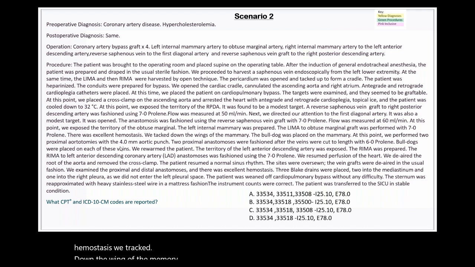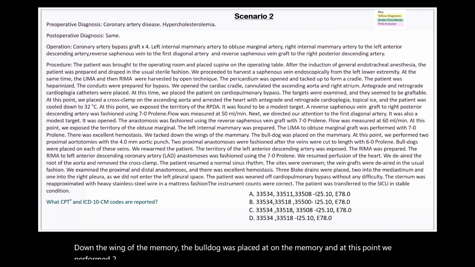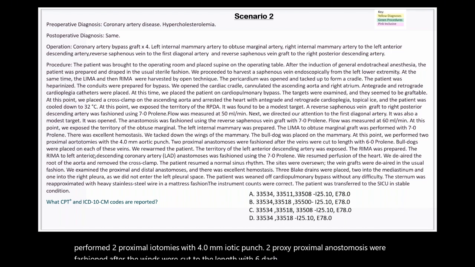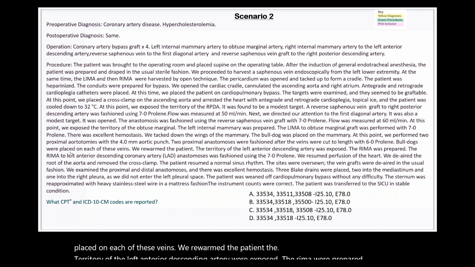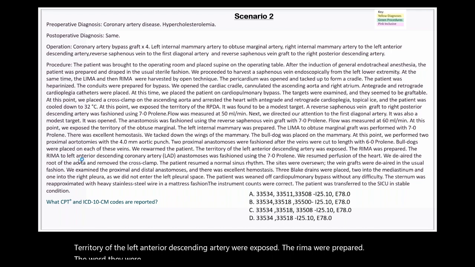The bulldog was placed on the mammary, and at this point we performed 2 proximal aortotomies with a 4.0 mm aortic punch. 2 proximal anastomoses were fashioned. After the veins were cut to length with 6-0 Prolene, the bulldogs were placed on each of these veins. We revamped the patient. The territory of the left anterior descending artery was exposed. The RIMA was prepared and placed on the left anterior descending coronary artery. Anastomosis was fashioned using 7-0 Prolene.